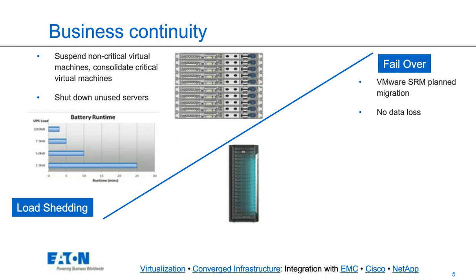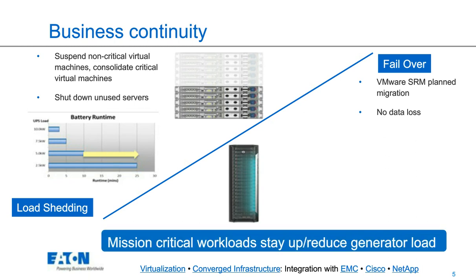In this example that I'm going to show you in a minute, we're running 10 servers. We're running an Eaton 9PX, and it's running at 5 kW. So in the event of a power loss, IPM will turn off non-critical virtual machines.